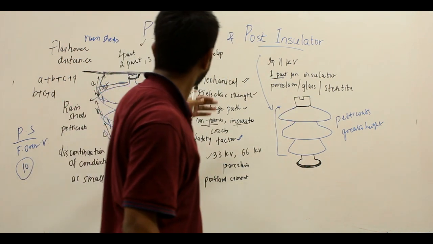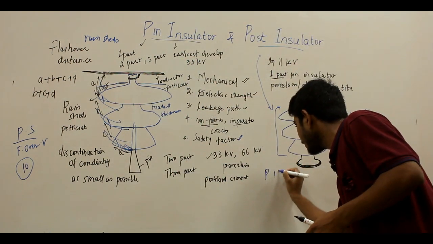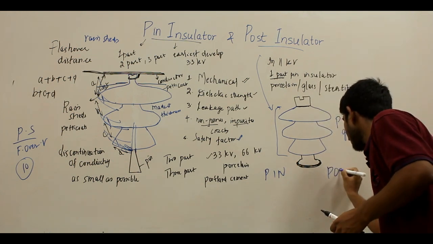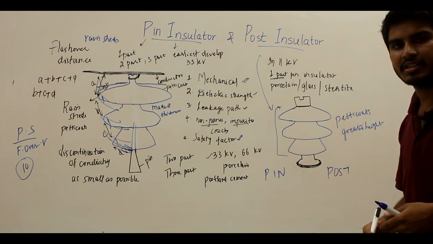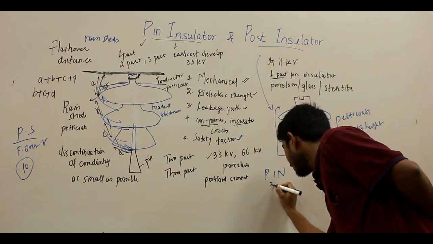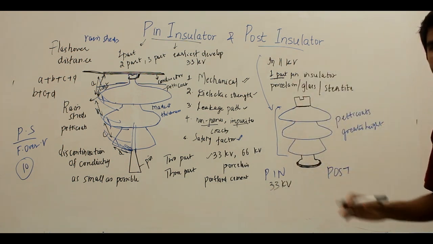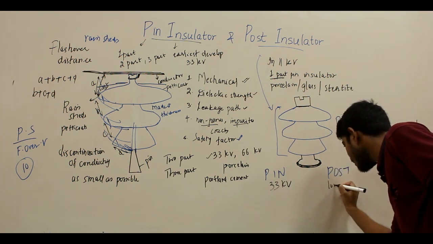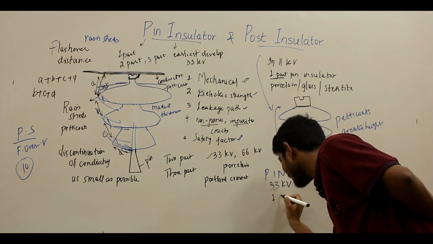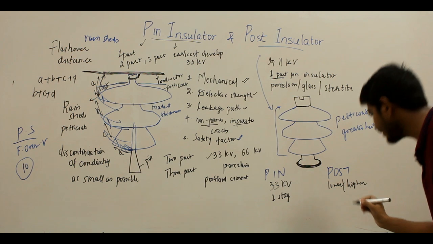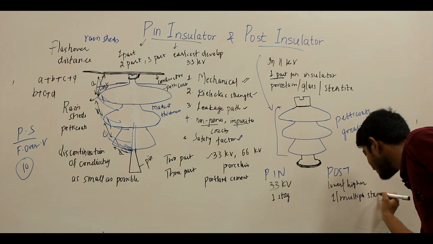So now let us discuss the differences between the pin insulator and the post insulator. If I say this is my pin and this is my post, your pin insulators are simple, economical and efficient up to 33 kV only. And this post insulator can be used for lower voltage as well as for higher voltage, and it can be a single or multiple stack.